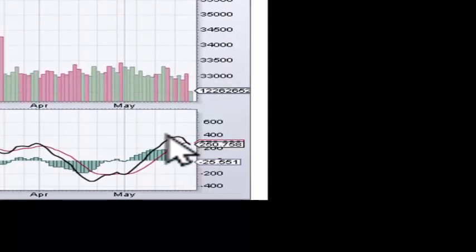Down here, we don't care for that, folks. We don't care for this turning around. And it looks like that black line wants to go down over that red line.